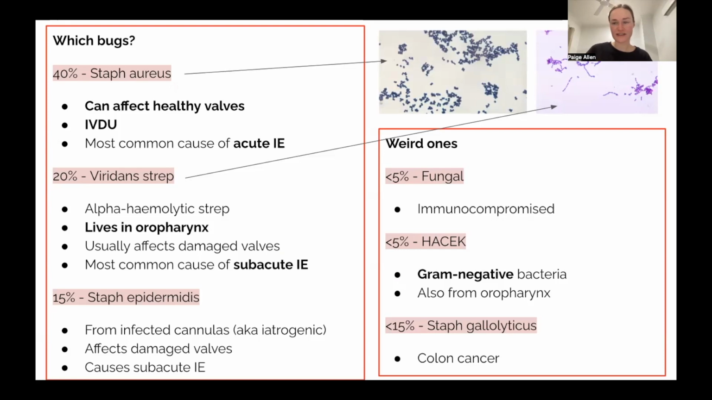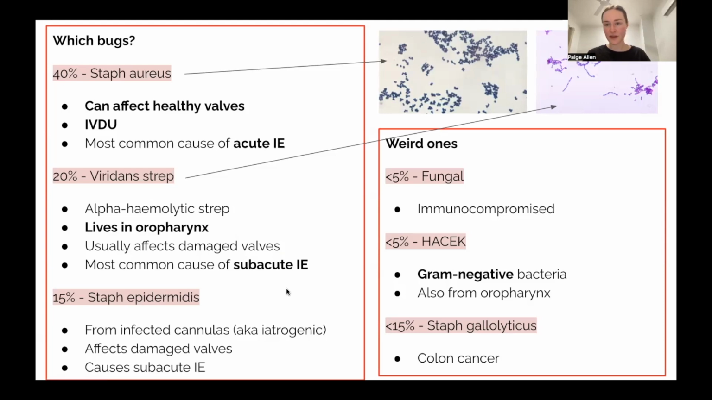20% are Viridans strep. So that's like your different group, that's alpha hemolytic strep. So don't get that confused with group A strep, because that's beta hemolytic. So maybe just review your microbiology if you're a bit iffy on that. That's more common in people that have dental procedures because it actually lives in the oropharynx. And it's the most common cause for subacute infective endocarditis, but it's more likely to damage just pre-damaged valves, like at-risk valves. You can also get staph epidermidis.